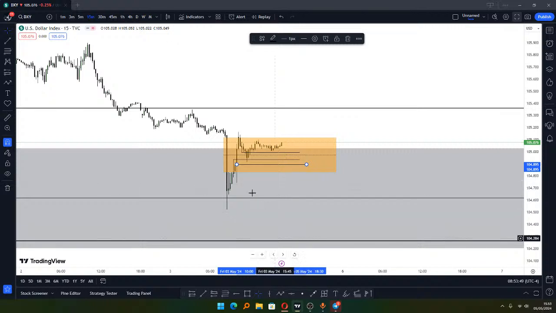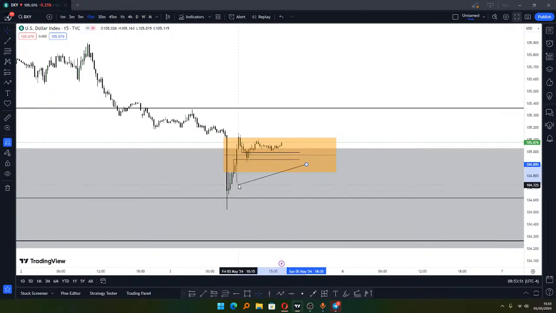It never has to violate this low. I would not want to see this low get violated. It's a structural low. So this wick is going to be as far as we drop down if we are bullish. Any closure below this low, now I'm still going to be bearish, but this is not the case right here.